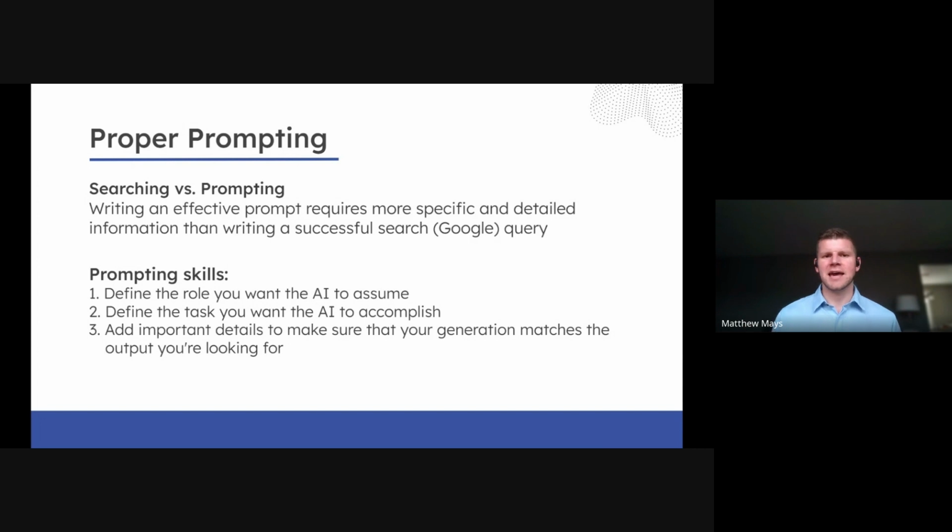And then define the task that you want the AI to accomplish for you. So I said, I want you to write a poem for me, right? So you are this person, or you are thinking in this way, and I want you to do this thing. And then last is when you can sprinkle in all of those other details that are going to make it hyper specific for you.